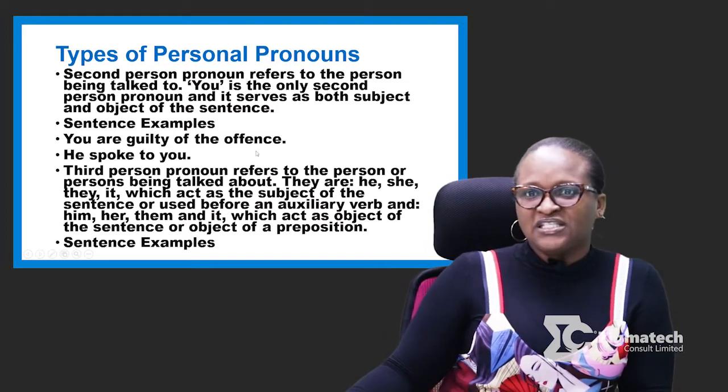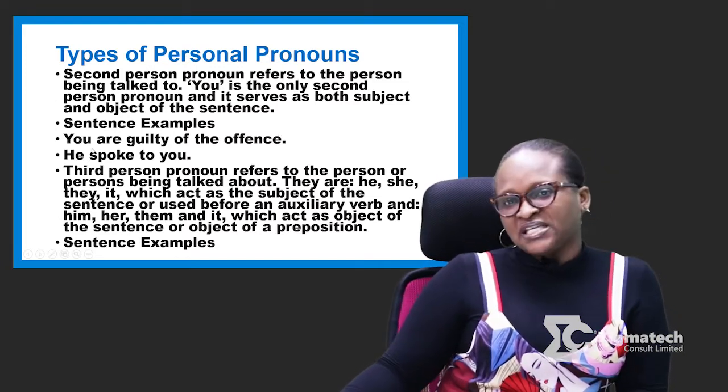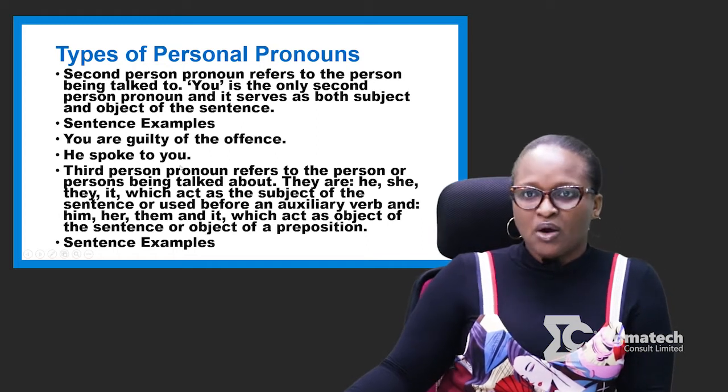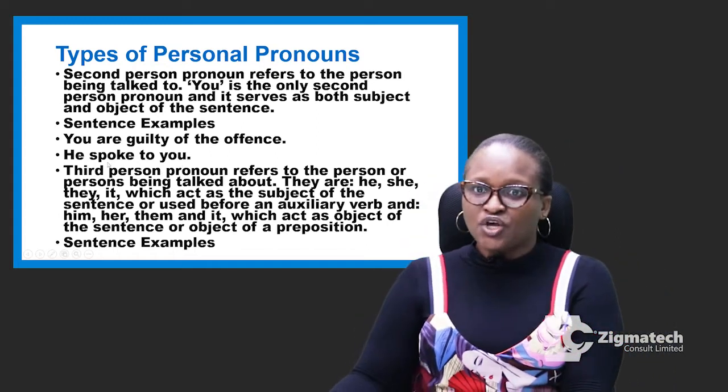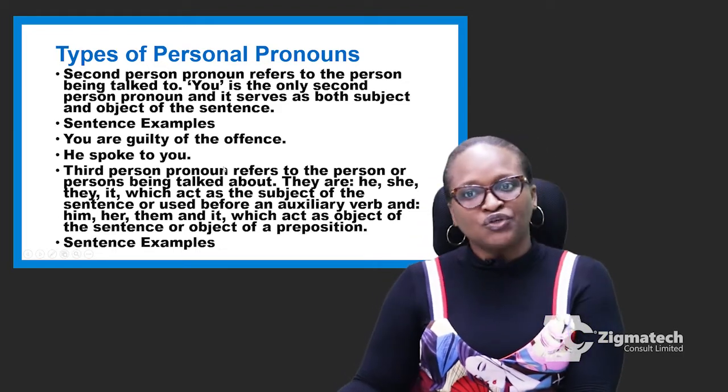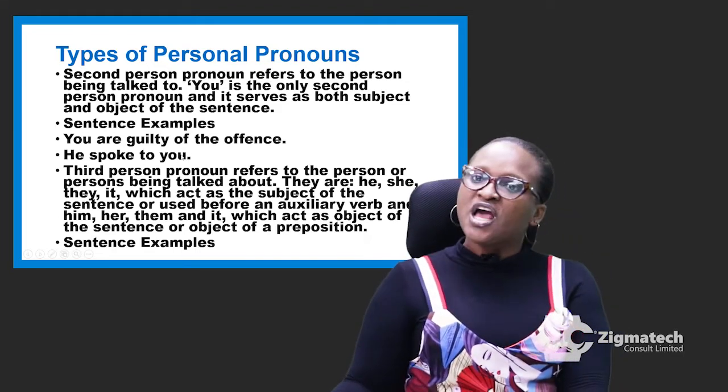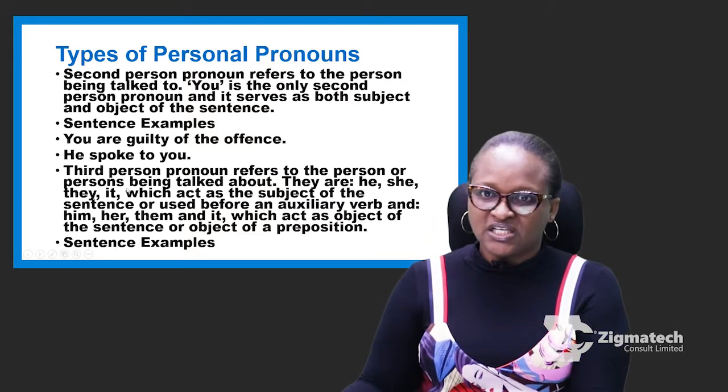Now we have sentence examples, with you serving as the subject and also as the object. You are guilty of the offense. Who is guilty of the offense? You are guilty. He spoke to you. In this case, you is functioning as the object of the sentence.